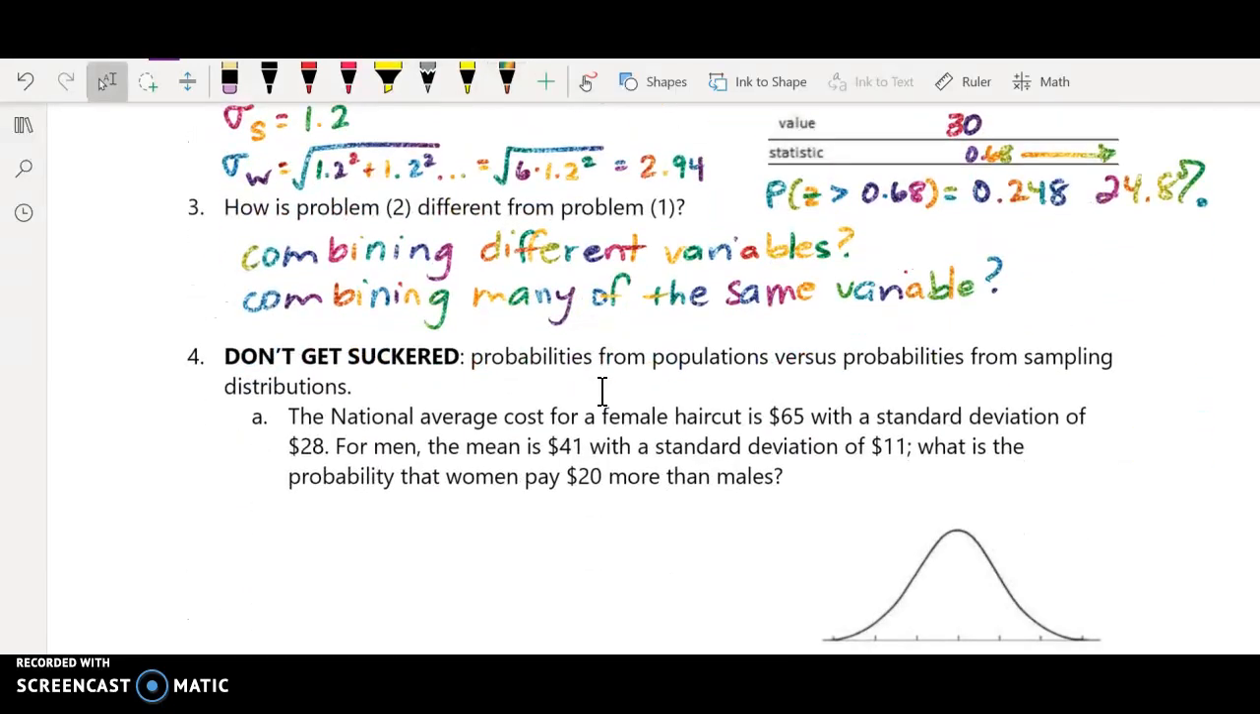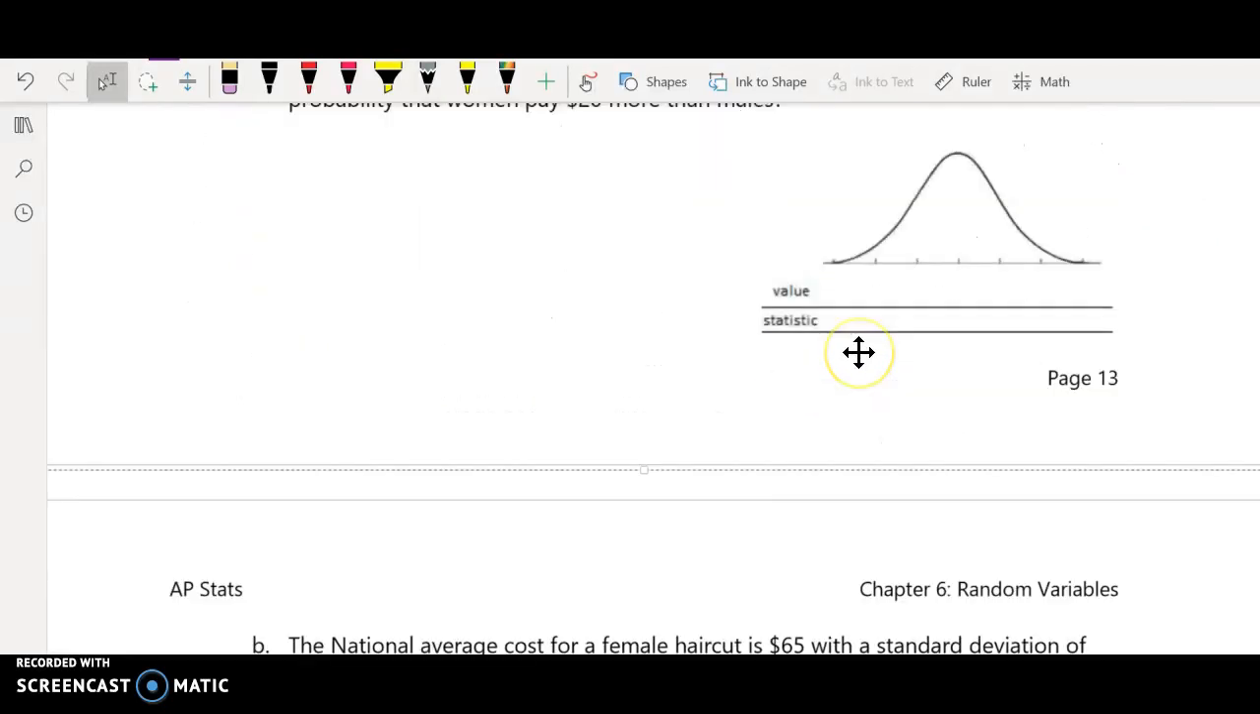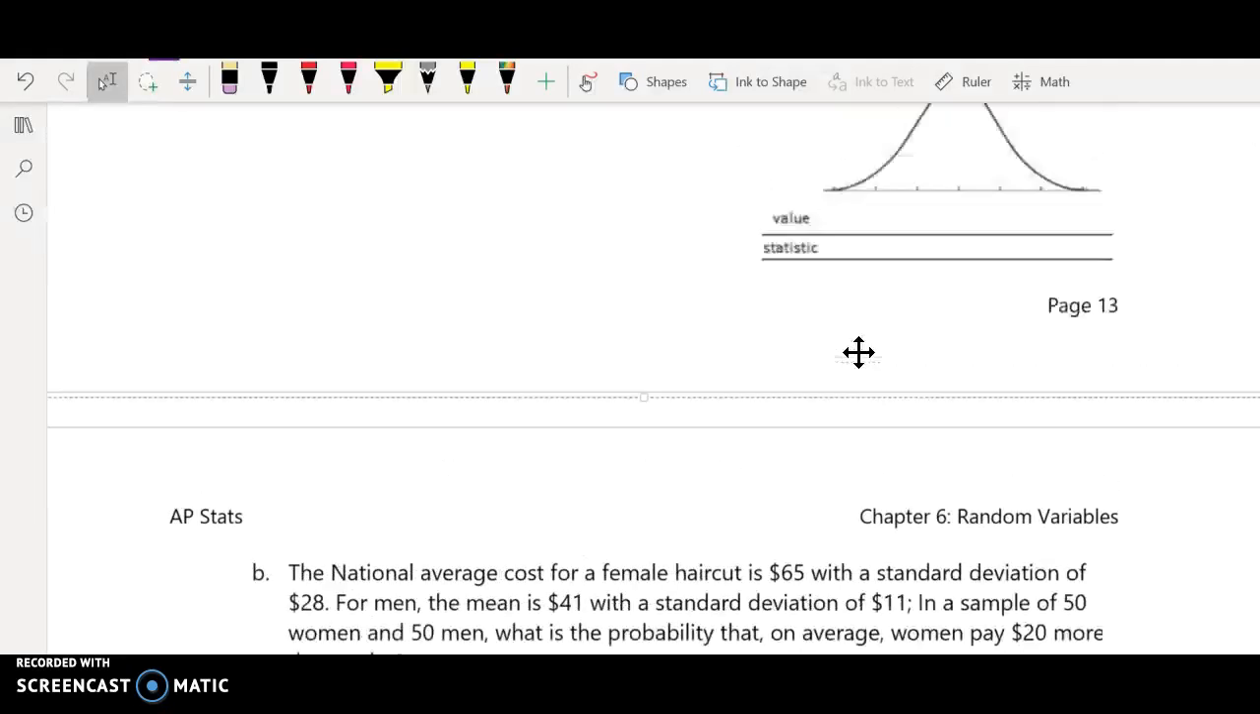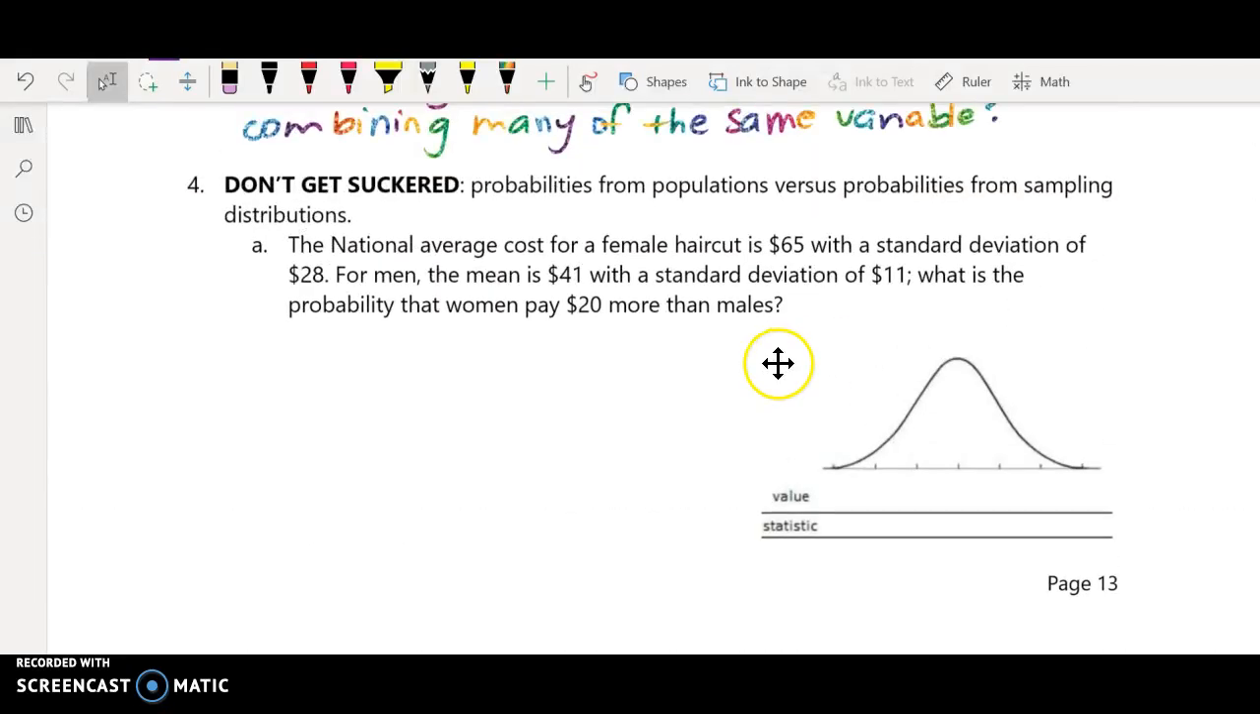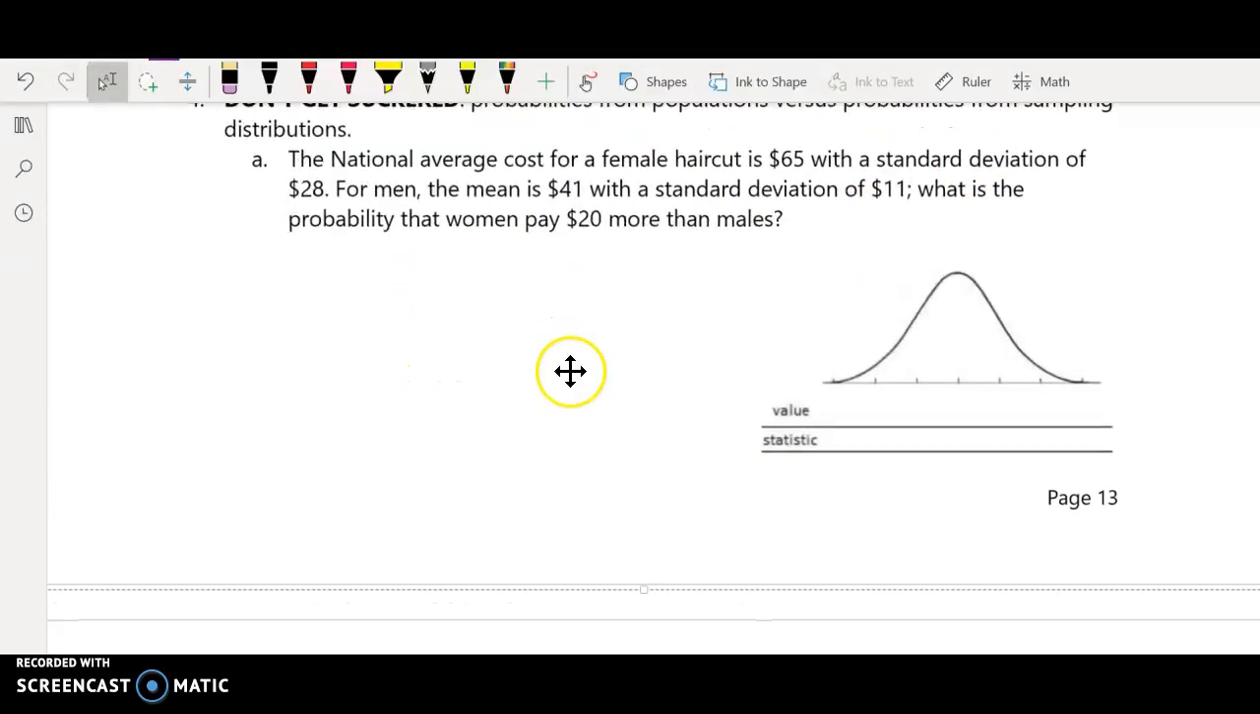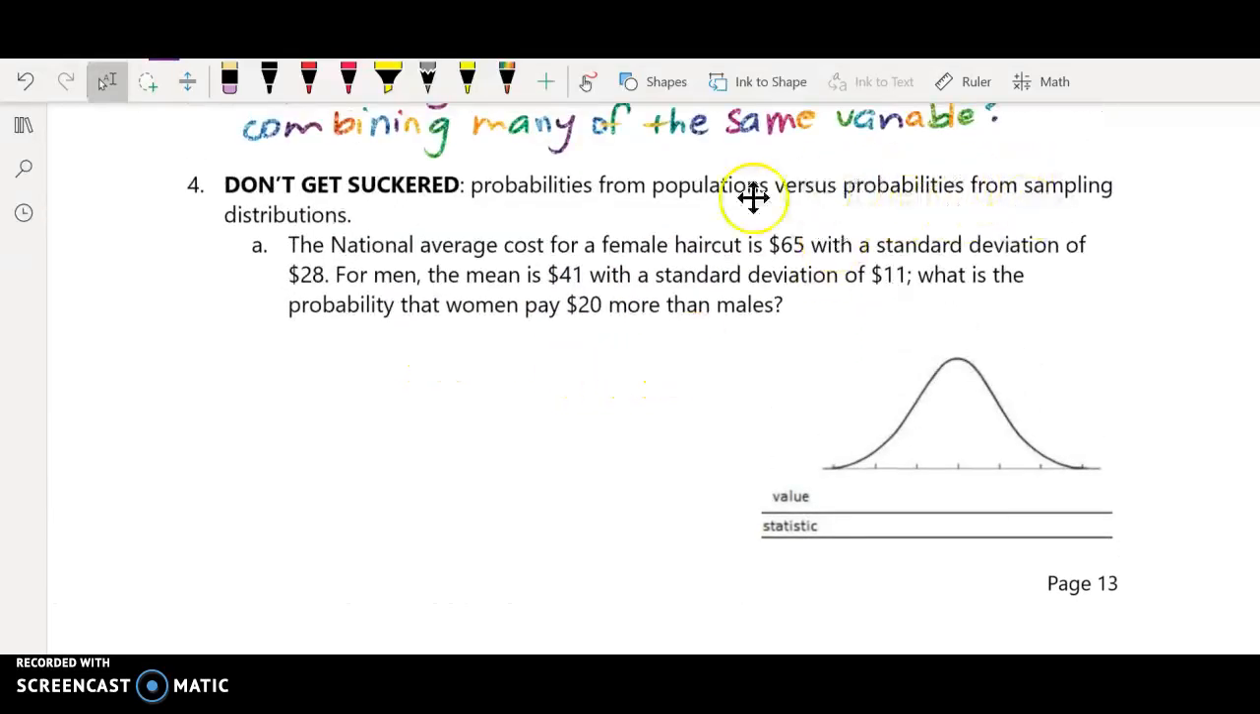Probabilities from populations versus probabilities from sampling distribution. So what we have here are two problems where they basically have the same population information, but one of them is going to be a probability from a population, and one of them is going to be a probability from a sampling distribution. And we've done both of these before, but we haven't really talked about differentiating between the two.